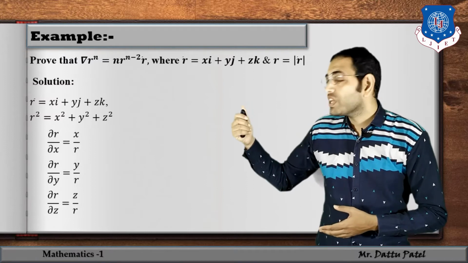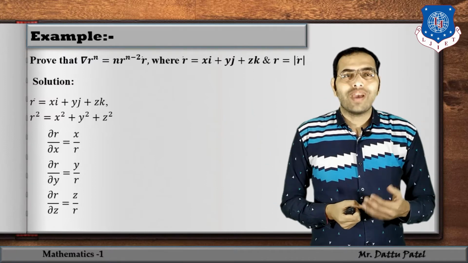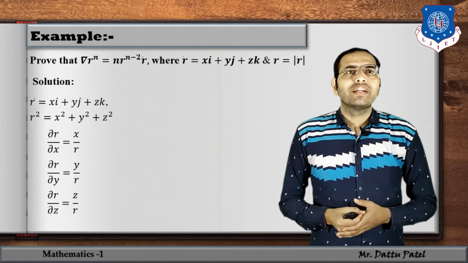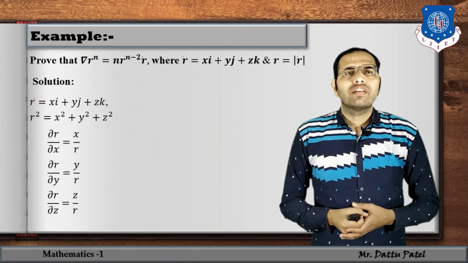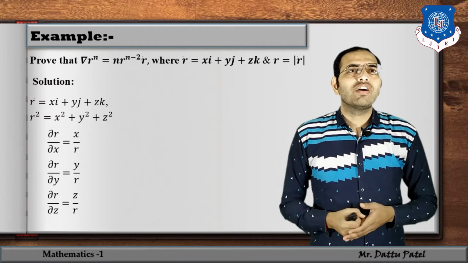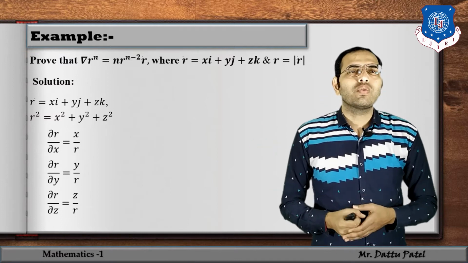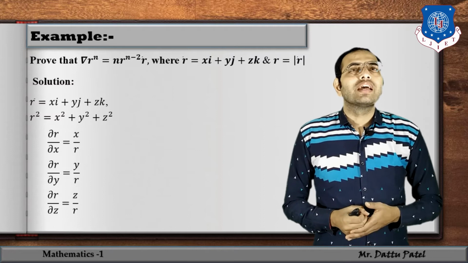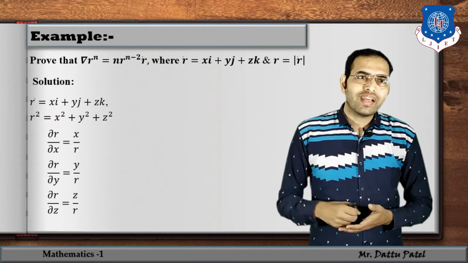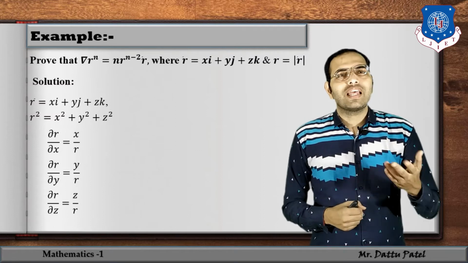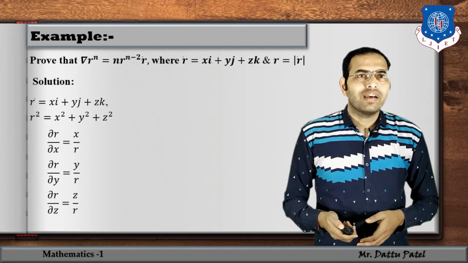Now take the partial derivative of r with respect to x, y and z. Firstly, differentiating with respect to x, 2r del r by del x equals 2x. Here the 2 cancels out. Then del r by del x equals x by r. Similarly del r by del y is y by r, and similarly del r by del z equals z by r.